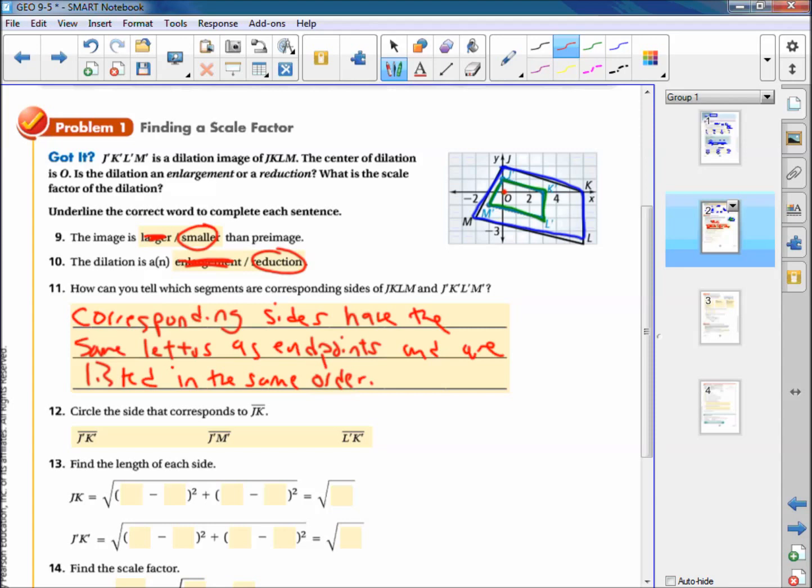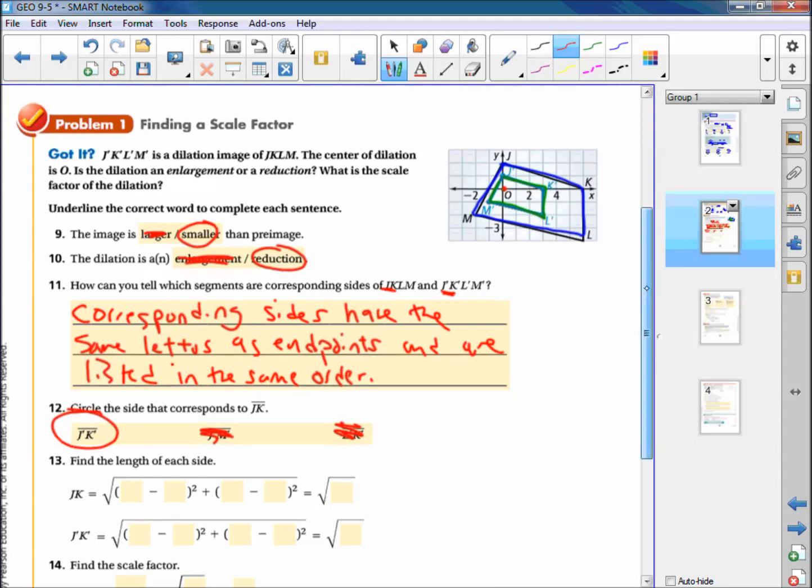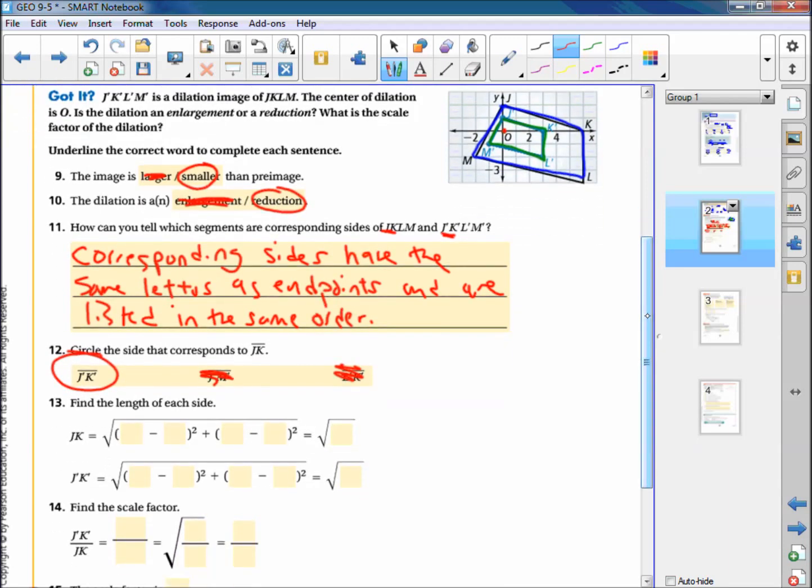So let's circle a side here. Circle the side that corresponds to JK. All right, so JK is going to correspond with J prime, K prime. Now find the lengths of each one of those. So we want to find the length of JK. First let's write down what points J and K are at. J is at 0, 2, and K is at 6, 0.